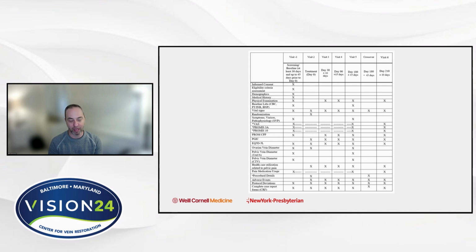Then once they're unblinded, once all this data is collected at that 6-month time point, those that did not undergo ovarian vein embolization, they only had venography, are going to undergo crossover. And so they'll be able to undergo repeat venogram and embolization.